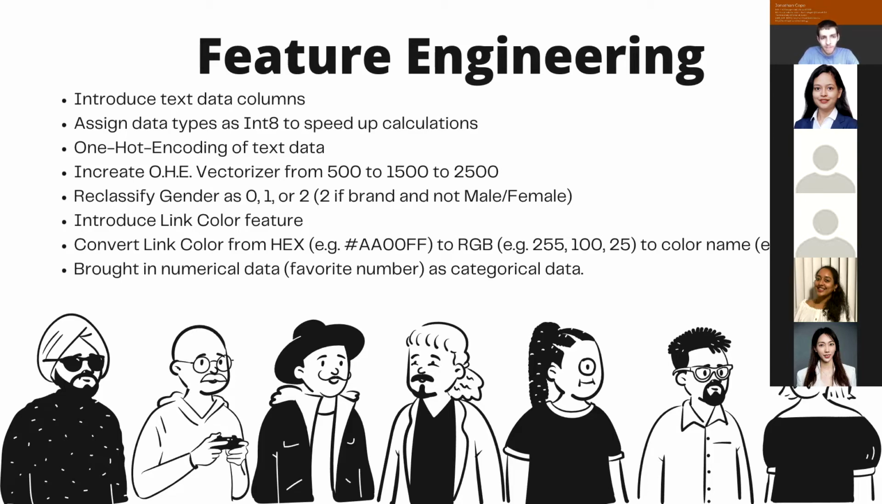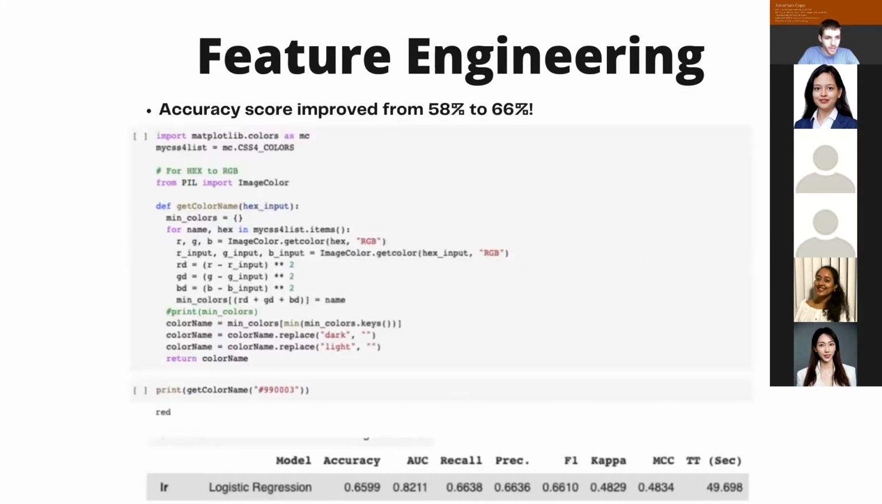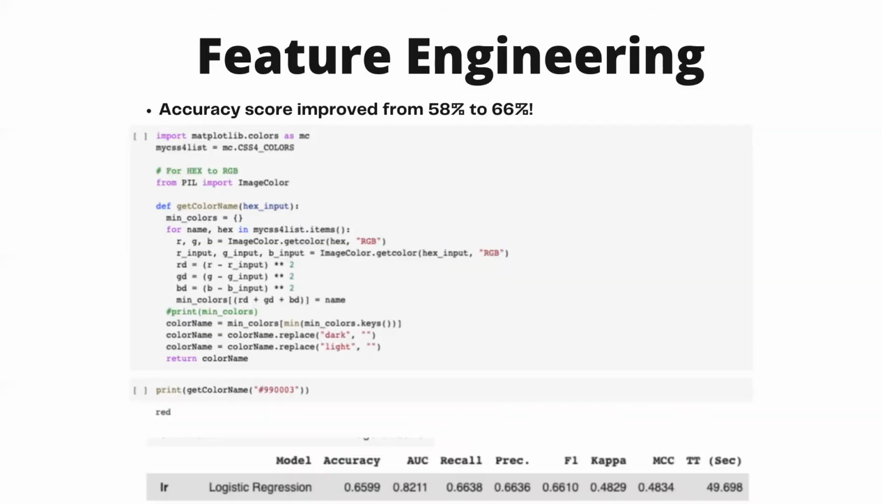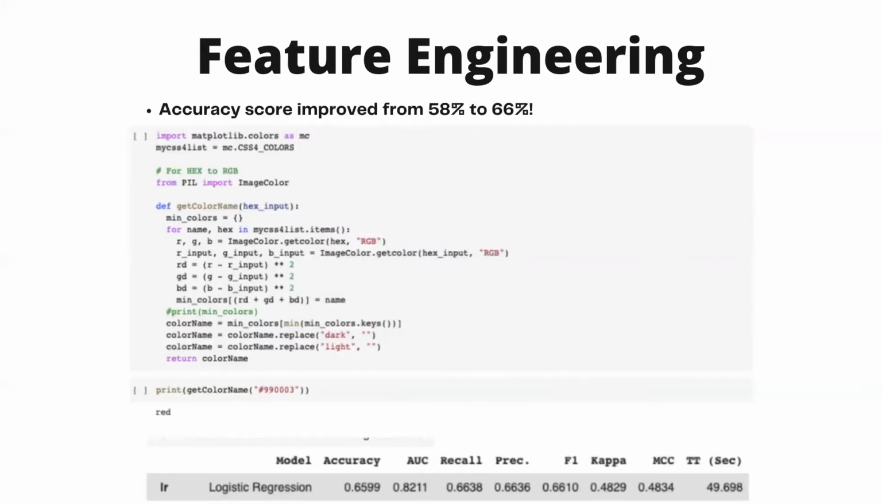And then finally, we brought back in the numerical favorite number data column as categorical data. If we go back a slide, we can see that our accuracy was 58%. After doing all of this feature engineering, our accuracy score actually improved to 66%. We can also see that even though the accuracy improved from 58 to 65.99%, the AUC also went up from 76.75% all the way to 82.11%.